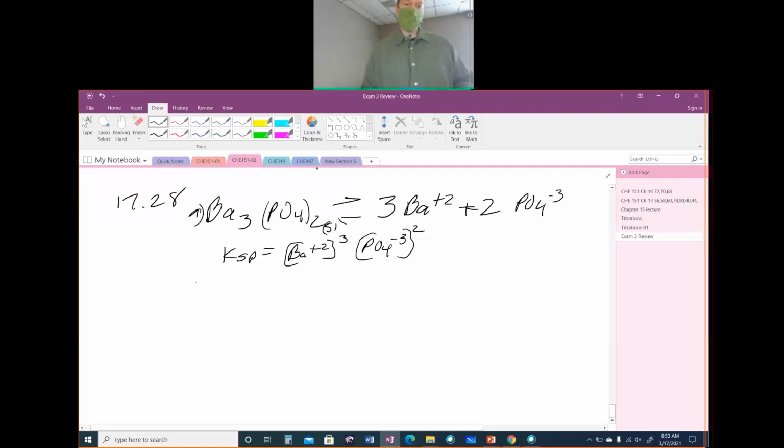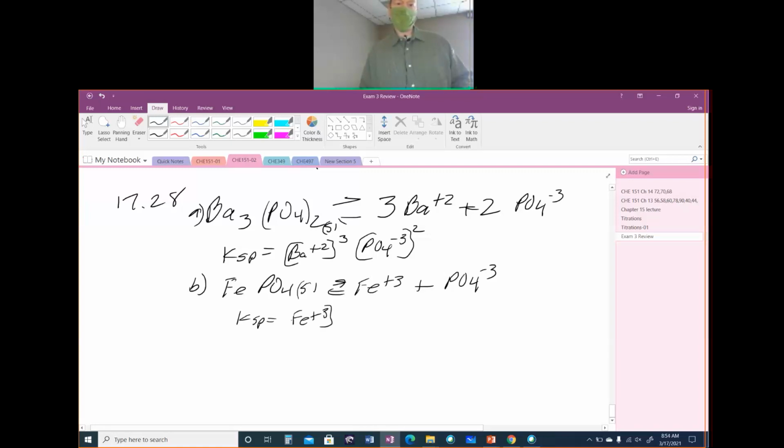That's part A. Part B is iron 3 phosphate, FePO4, solid. And that goes to Fe plus 3 and PO4 minus 3. And so this one, your KSP, is just your Fe plus 3 raised to the first, PO4 minus 3 raised to the first. We should probably be putting these in terms of S as well.